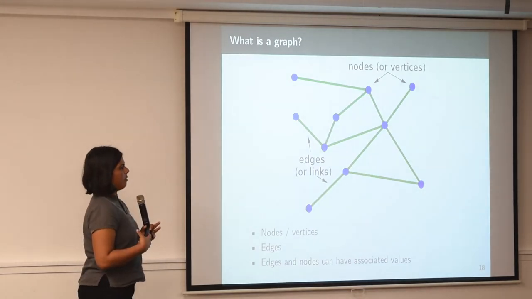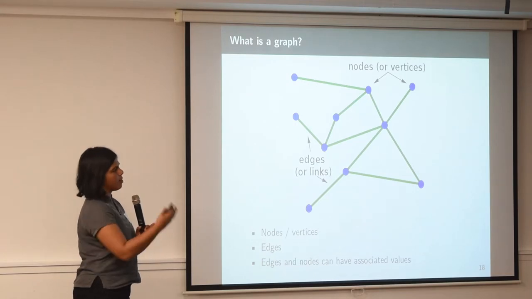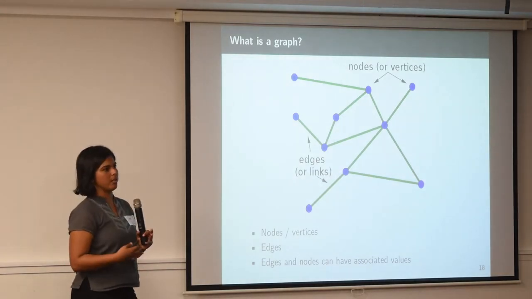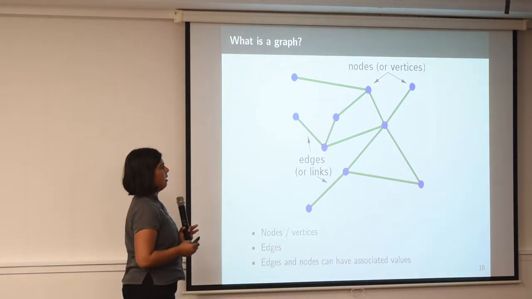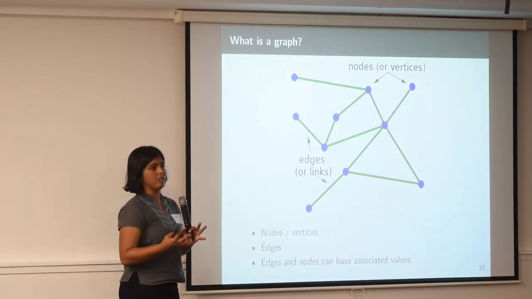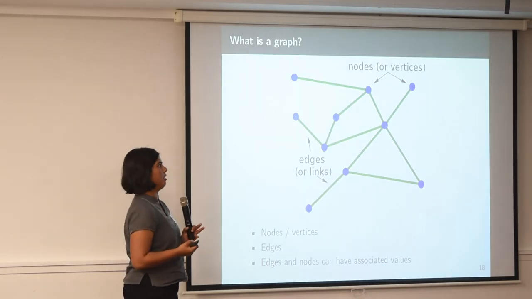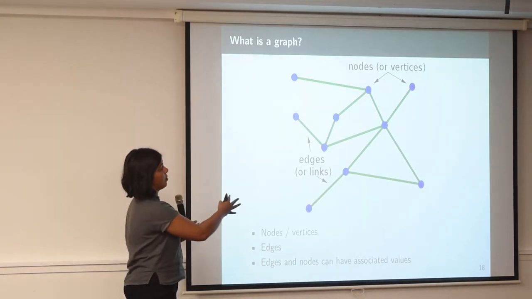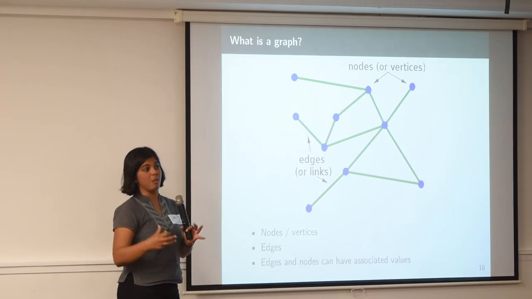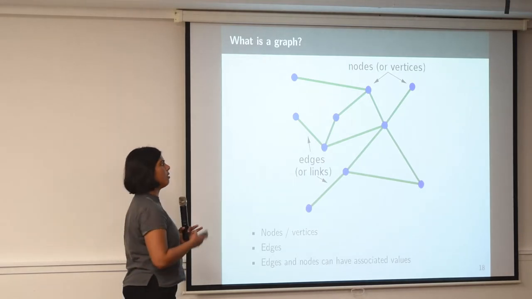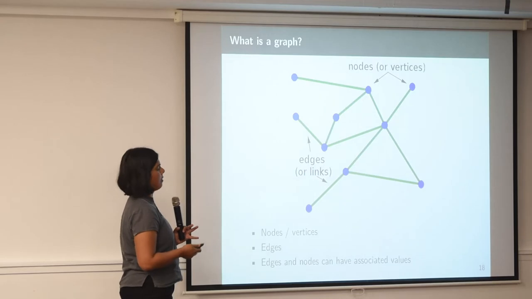And the nice thing about graphs is that you can have attributes associated with the nodes. The nodes can have a name. The edges could have a name. And they can have values. The nodes can have a size. Say this could be a network of cities connected by rail, and the nodes could have a size of how big that city potentially is. So there's a lot of different representations you can do with graphs, and that's really great.